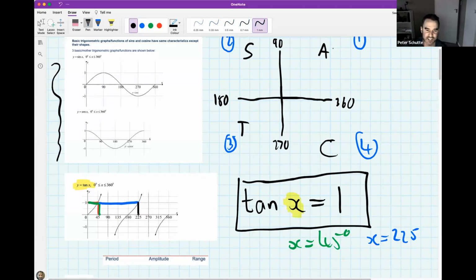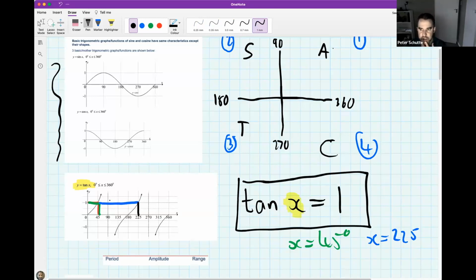Sorry, Morgan, I saw your hand just go up there. 225 for the tan graph is in line with 1. And that's why we know there's an answer. And one of the things that's important about trig graphs is they repeat themselves, or they're periodic. And so that's why when we have trig equations, we always have what are called general solutions. There are solutions that repeat themselves.